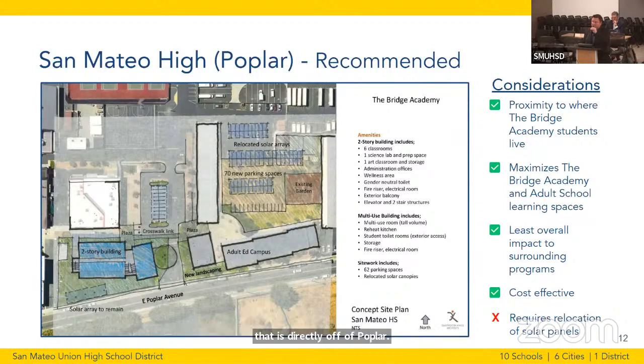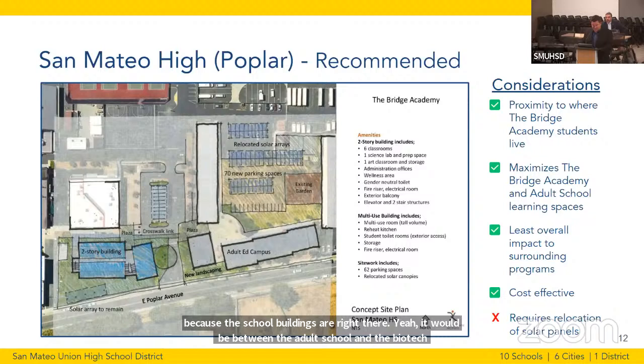Do people know where that is? Or do I need to give any more? So you just take out the parking lot, is what you're saying. You would relocate the parking lot. It's right next to the school because the school buildings are right there. Yeah, it would be between the adult school and the biotech space for the San Mateo. Yeah, it would have its own space.